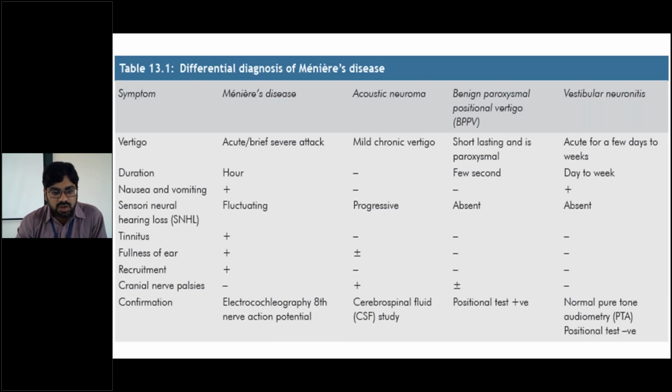So electrocochleography, the 8th nerve action potential, will confirm your Meniere's disease. CSF study will confirm your acoustic neuroma. Actually, it's the other way around. Acoustic neuroma will be confirmed by electrocochleography, the 8th nerve action potential, because that is the problem with the nerve, and there is some mistake here. Cerebral CSF study will give you Meniere's disease. So this table can help you to do a differential diagnosis. Okay.